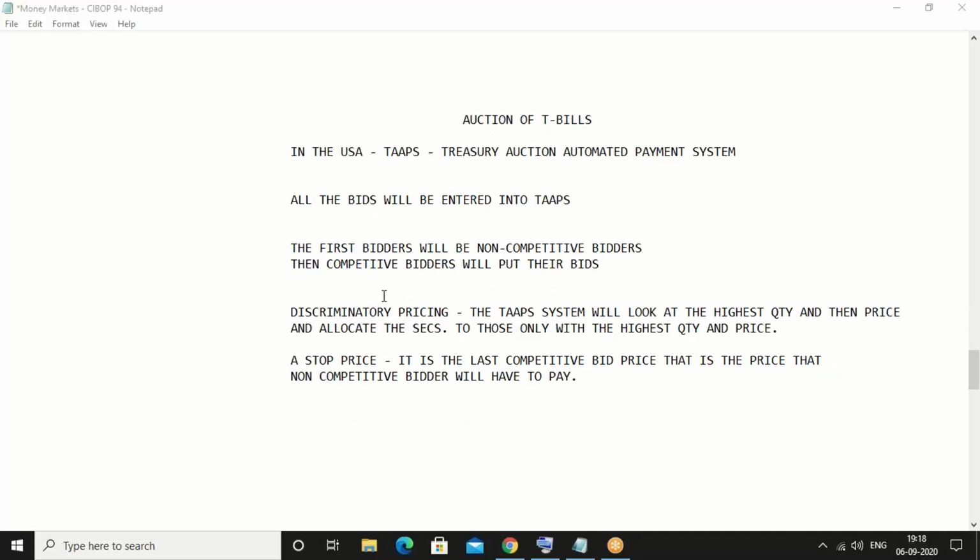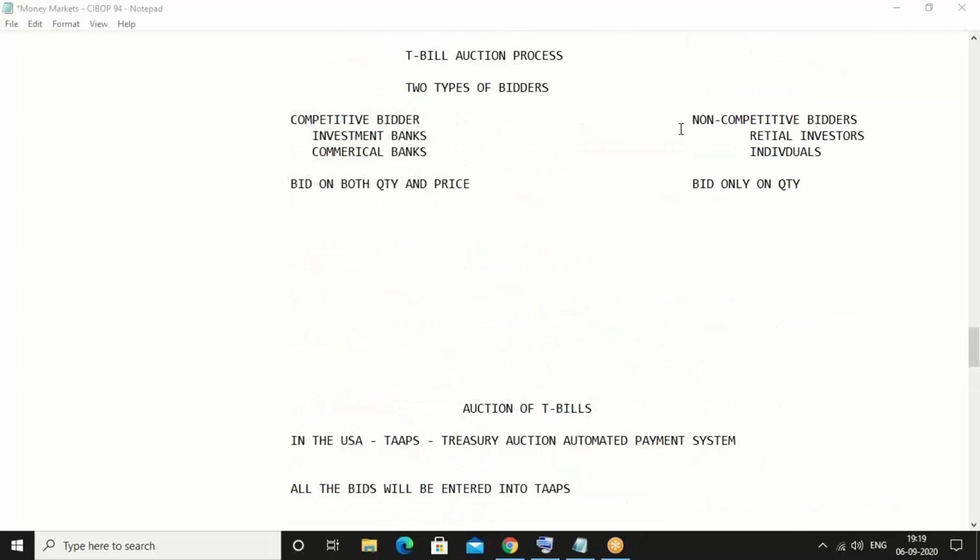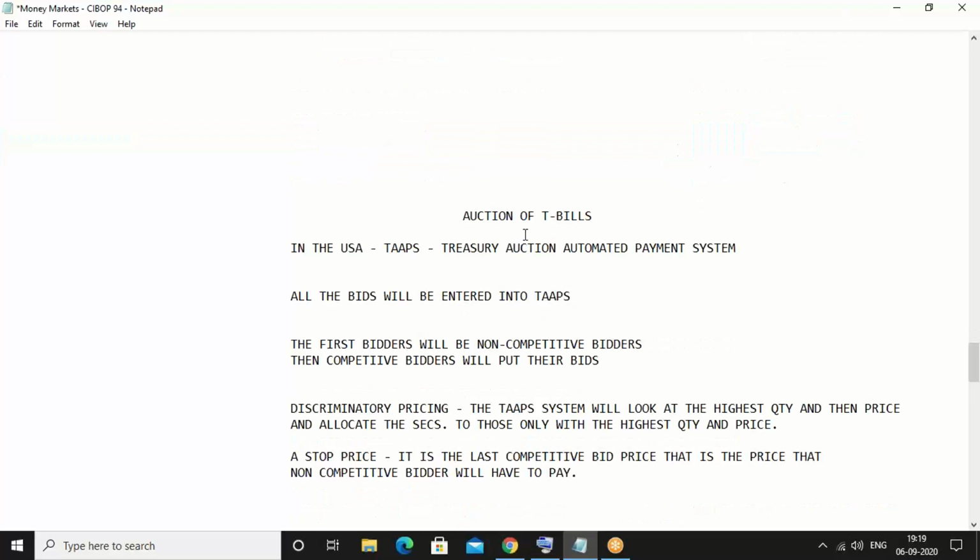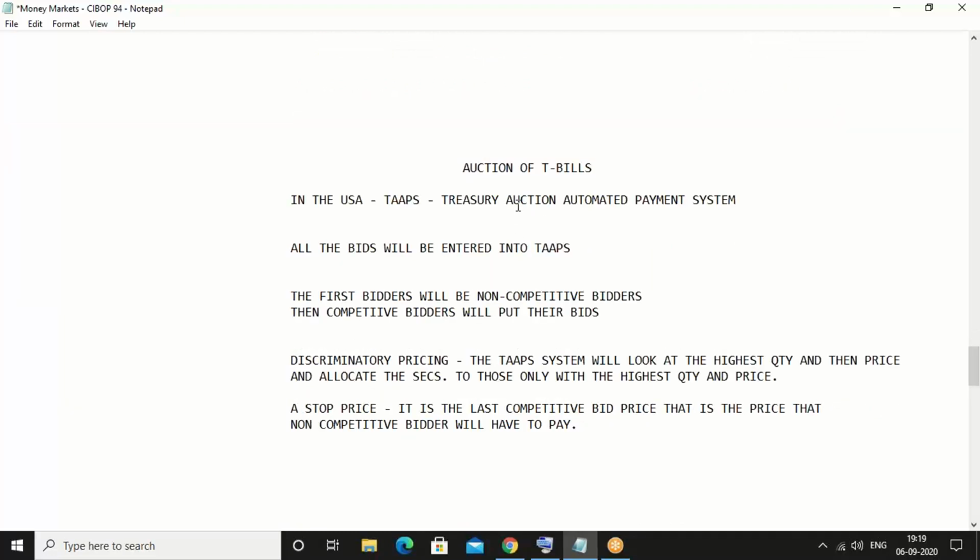So let's look at the auction of T-bills, again from the US market's perspective. In the US, they have an auction system called TAPS, which stands for Treasury Auction Automated Payment System. All the bids will be entered into TAPS. The first bidders will be non-competitive bidders, meaning the retail investors. They are going to put in their bids.